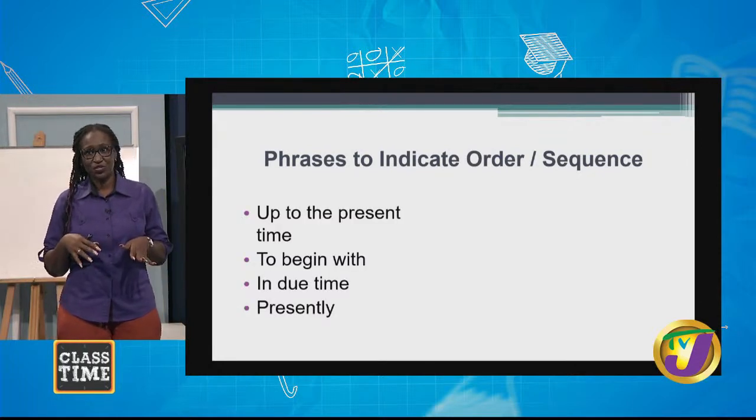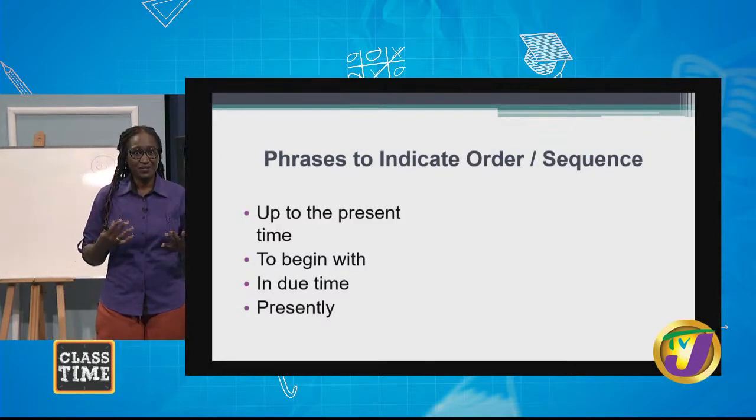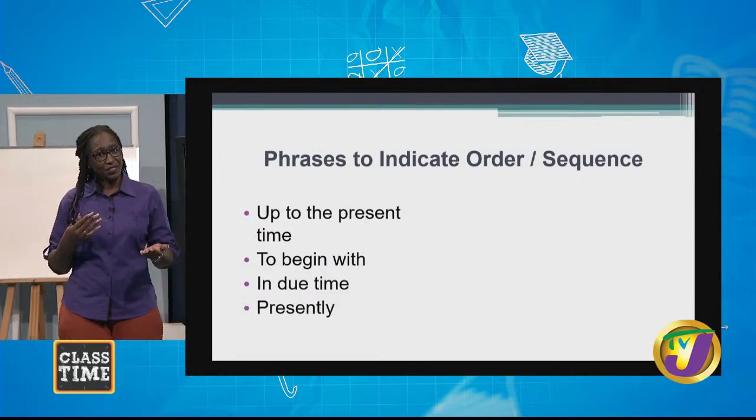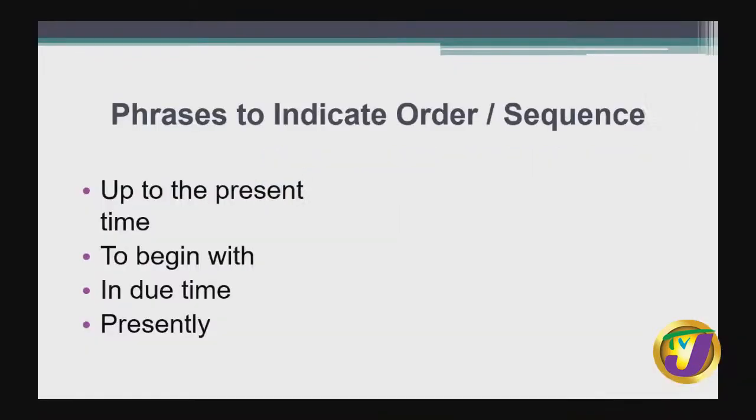So these are some expressions you could use. So up to the present time. To begin with, in due time, presently. So look carefully, those are some ways, so some terms you can use to help to indicate order or sequence. Normally you would say numerical terms, first, second, lastly, next, after, and so on. But these are some that you can use instead. These are some that you can use to, again, add creativity to your writing, add interest to your writing. So let's continue.